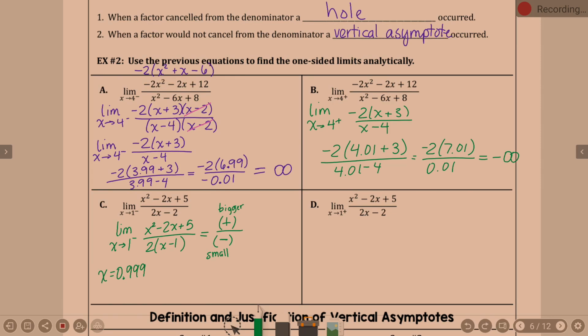So if you have a number that's getting bigger, divided by a number that's getting smaller, we're thinking infinity. In this case, because it's a positive divided by a negative, we're looking for negative infinity. So that's the idea of how you reason it without having a calculator at your side.